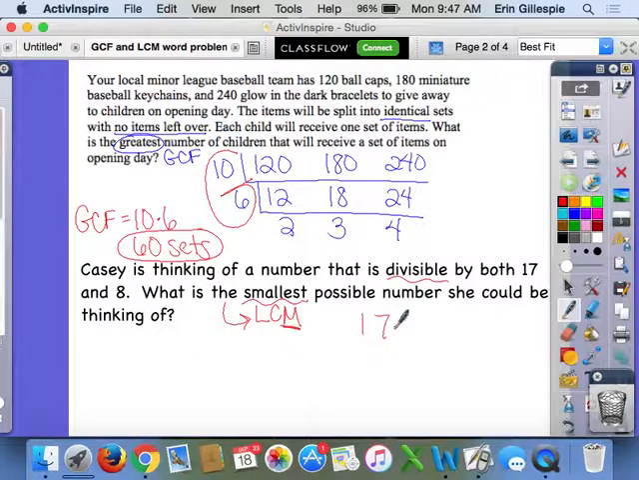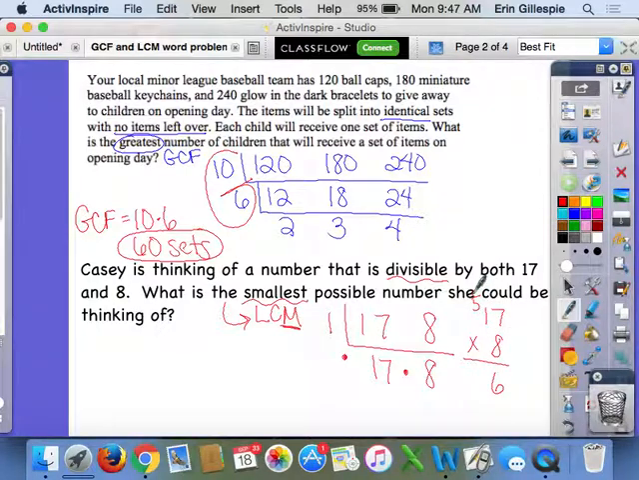So 17 and 8, if we set that up using cake, what's a number that divides into both 17 and 8? Well, 17 is prime, which means I can only divide it by 1 and itself. And 8's smaller than that, so 8 doesn't divide into 17. So that means 1 is the only number that divides into 17 and 8. So my LCM is just 1 times 17 times 8. So off to the side here, let's figure that out. 7 times 8 is 56.